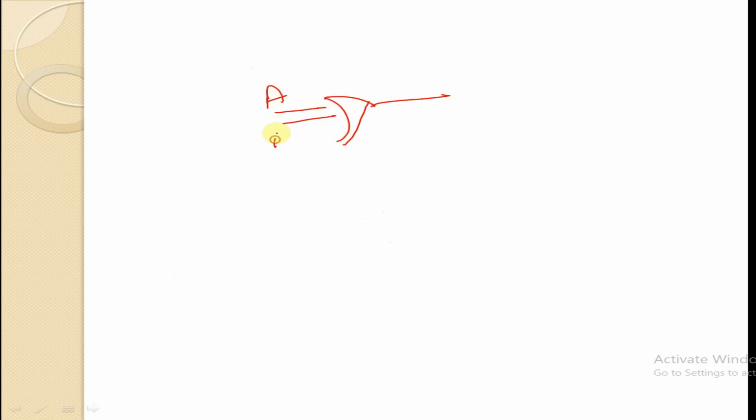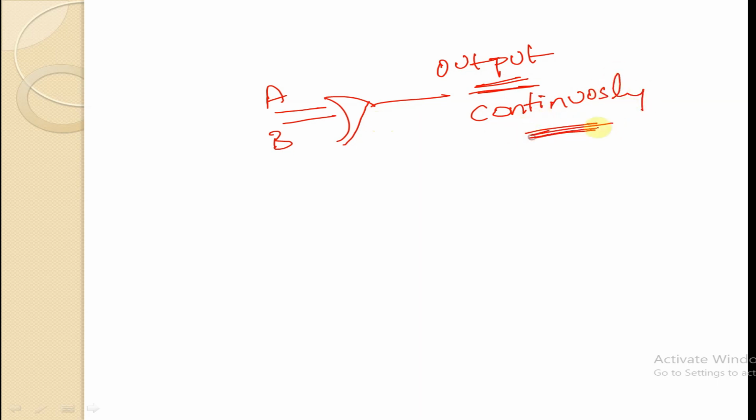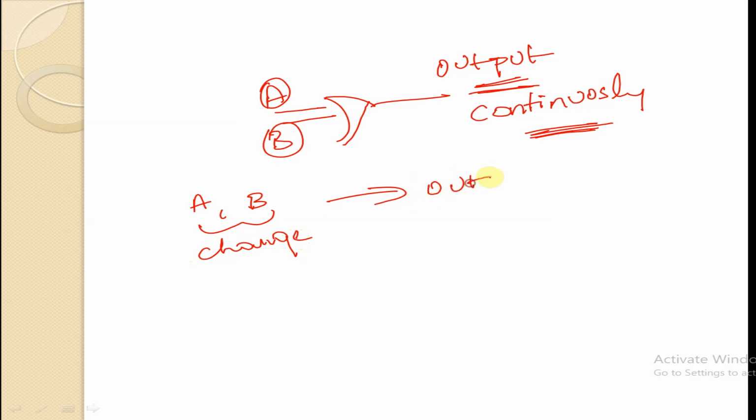Here we have inputs A, B and an output. The output changes continuously. Remember this term, continuously. Whenever there is a change in the inputs A and B, there is a change in the output continuously. So whenever a change occurs in the inputs A or B, the output will change continuously.